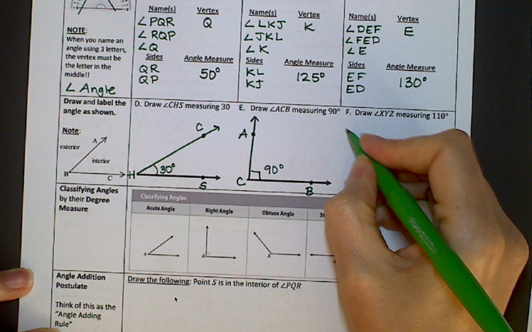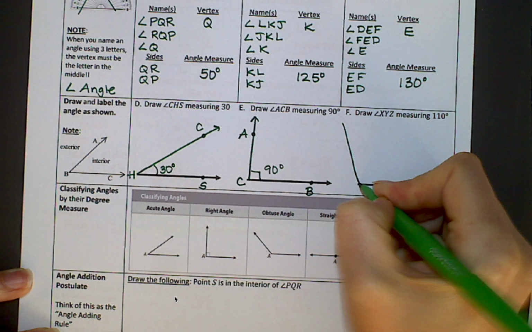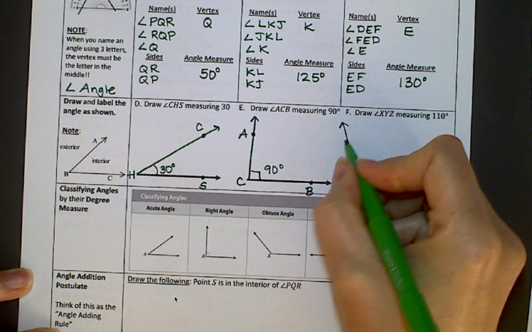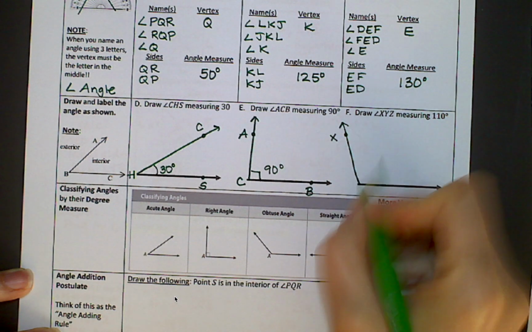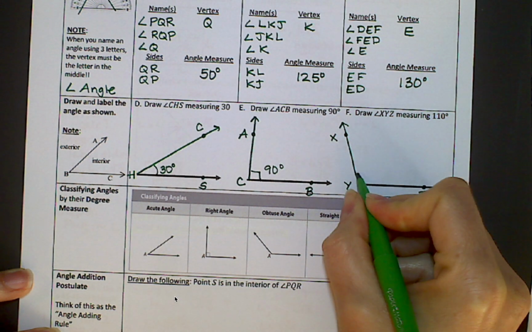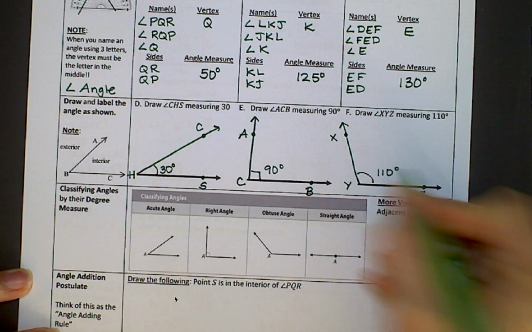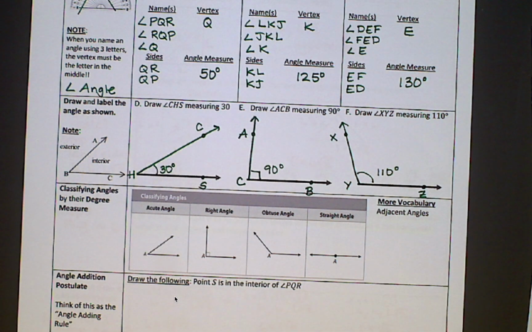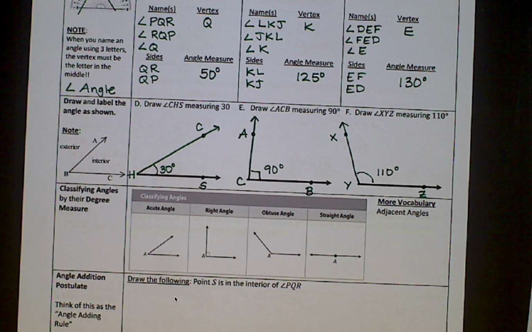And then 110, again, you would not normally just eyeball this. You would actually figure this out. So this would be your X, this would be Y, and this would be your Z, and you would want to label it with 110 degrees, okay? So I'm not going to ask you to actually draw angles for this class because we are not expecting you to have a protractor at home, okay?